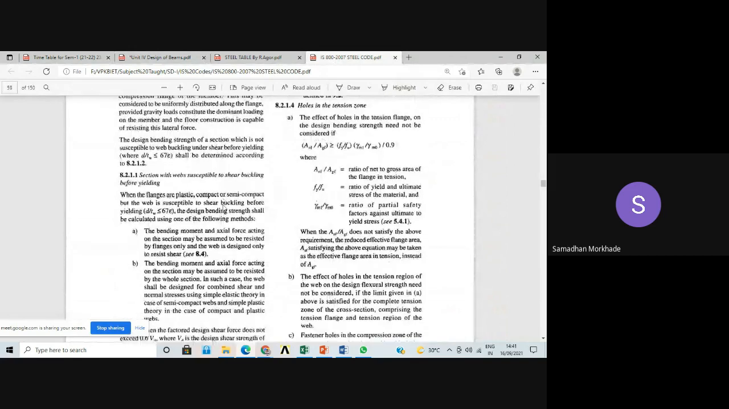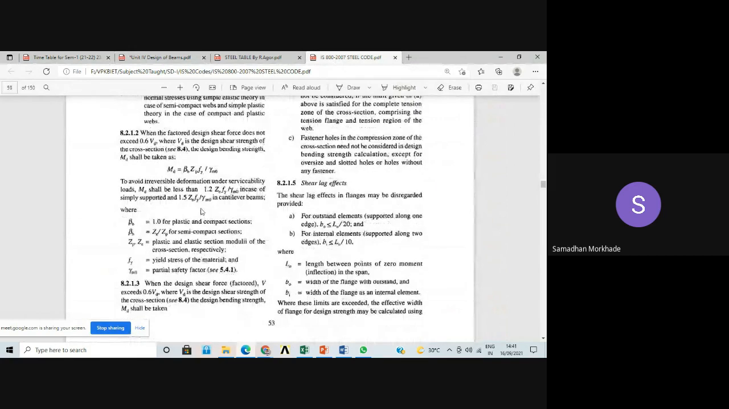M less than MD, laterally supported beam. Actually, it is on page number 53. Okay, page number 53. MD is equal to beta B ZP Fy by gamma m naught.